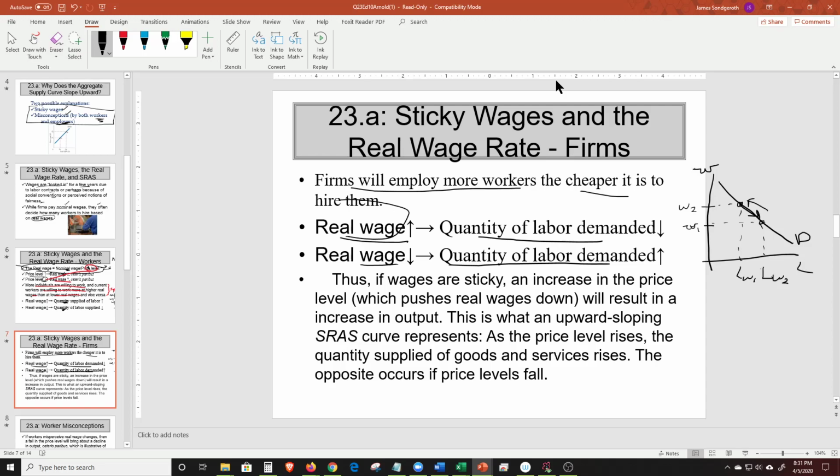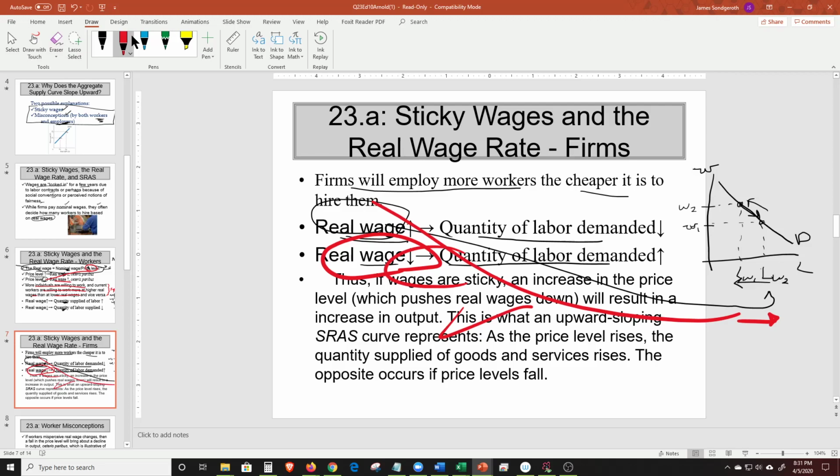So this one, real wage up, what will happen is a decrease in the quantity of labor. Real wage down, so basically the real wage comes down, well then they will increase it, okay?